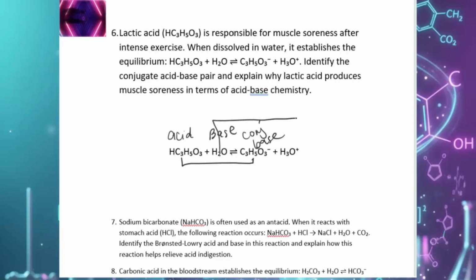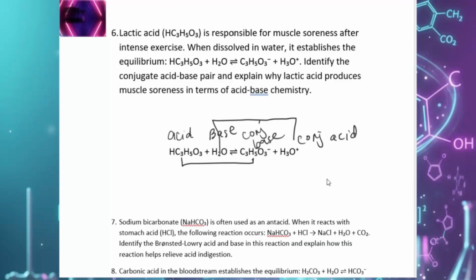On the opposite side here, you have H3O plus. So that would be your conjugate acid. Y'all, again, these are not hard. I keep saying that because I want you all to understand and see that. Don't make this difficult, okay? Do not.